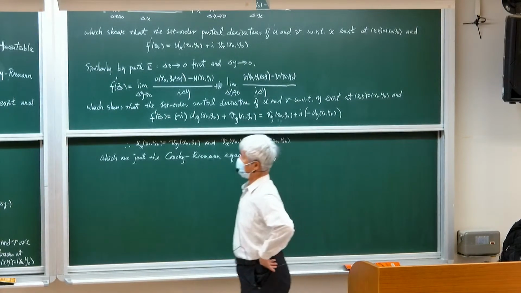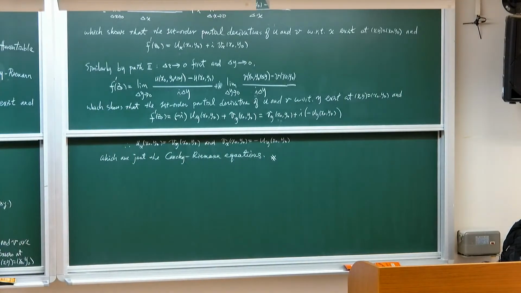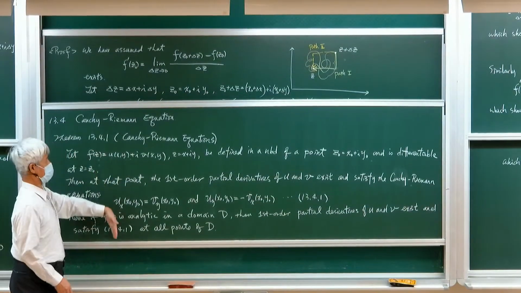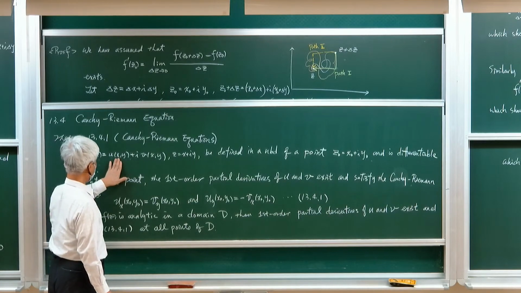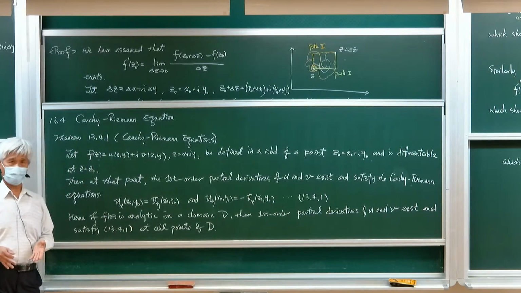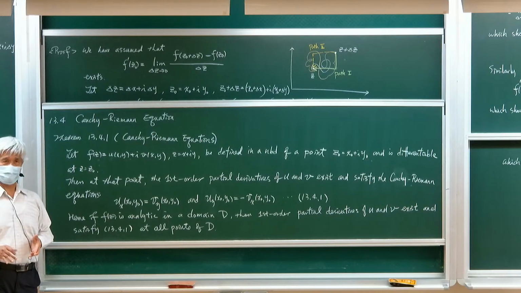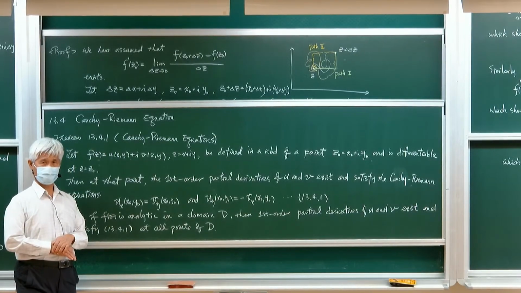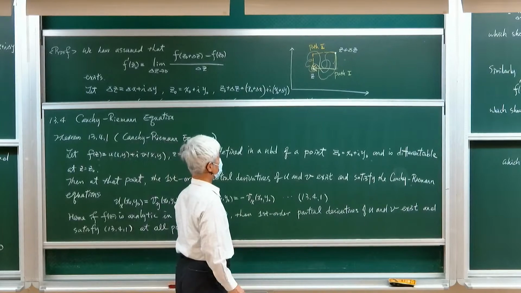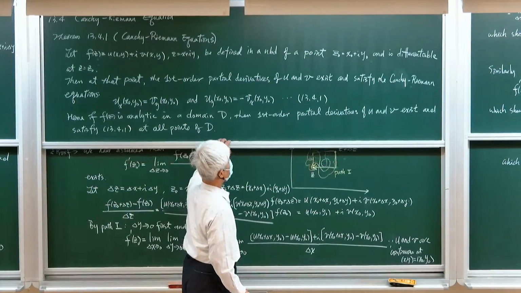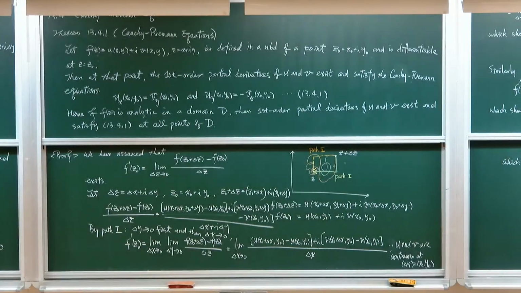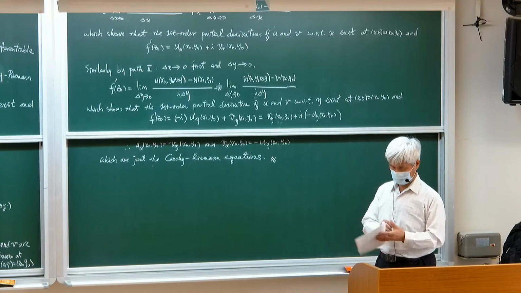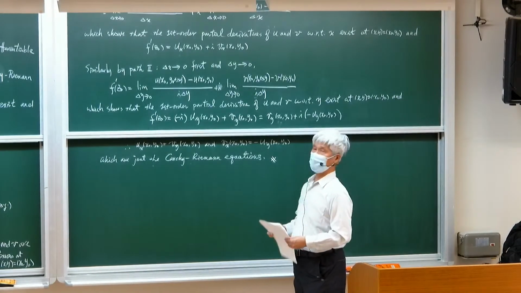So the differentiability of a complex function at the point z sub 0 implies that the real part and imaginary part have first order partial derivatives at the point x0, y0, and these four first order partial derivatives satisfy the Cauchy-Riemann equations. Any questions?